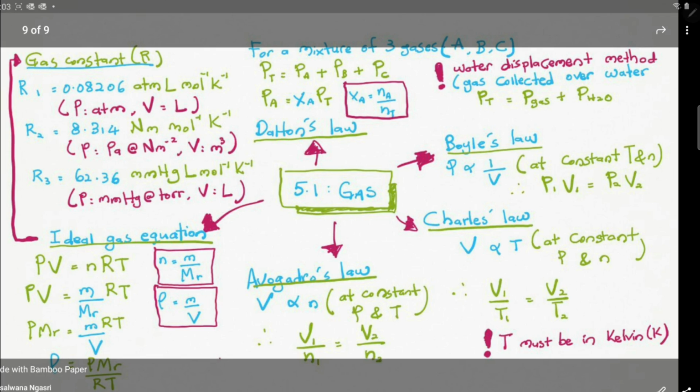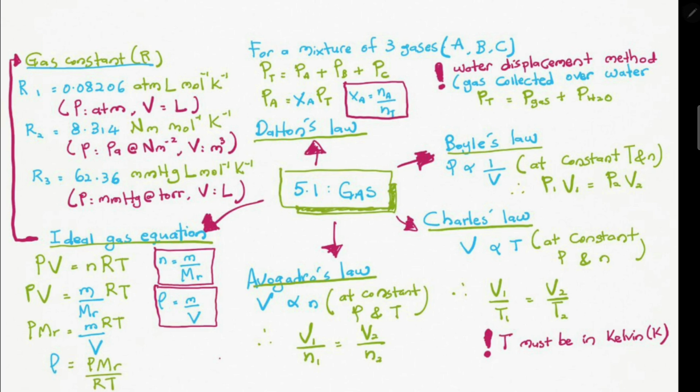Then we have Avogadro's law, where the volume is directly proportional to the number of moles at constant pressure and temperature. Therefore, the formula used for Avogadro's law is V1 over N1 equals V2 over N2.